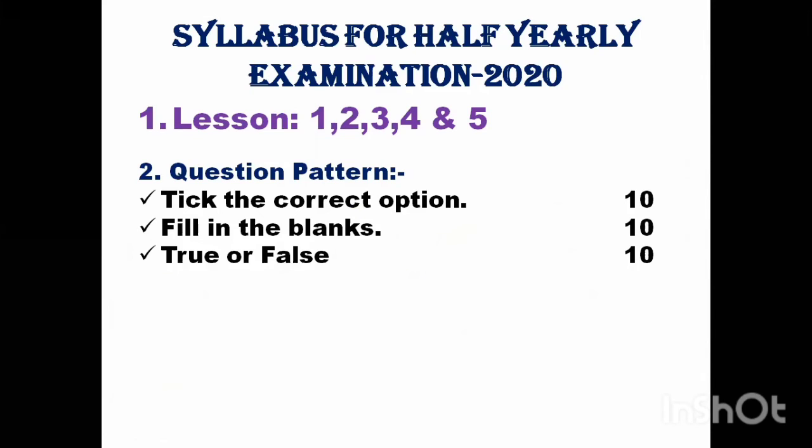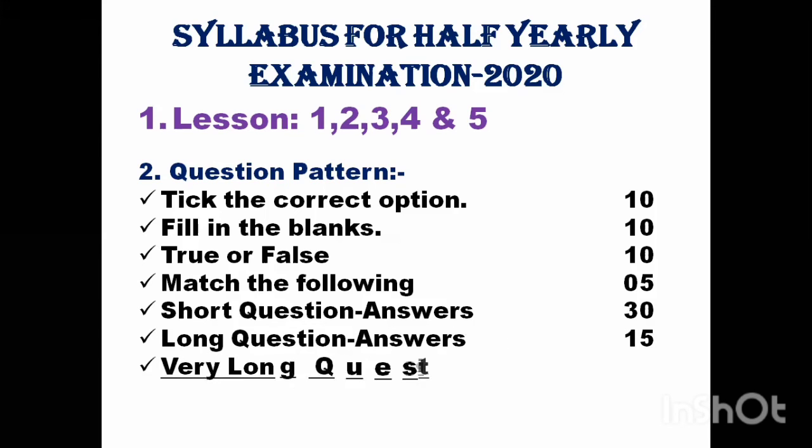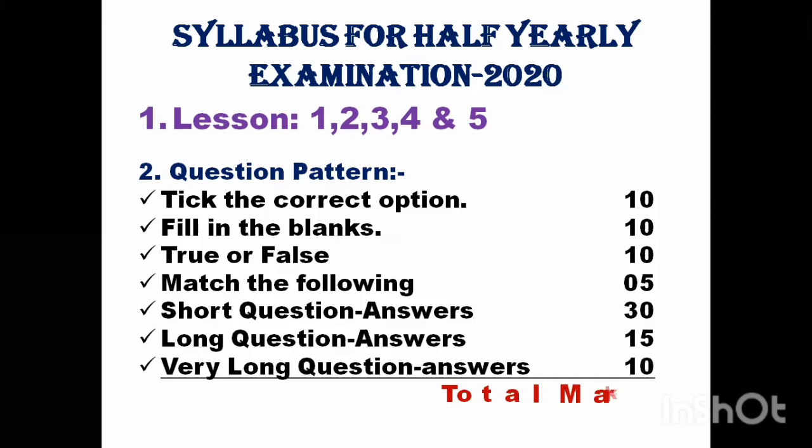You write the syllabus, and these are the marks. Your question will come like this. Total mark is 100. Okay, 100 marks. You write: syllabus for half yearly exam 2020. Lessons 1, 2, 3, 4, 5.